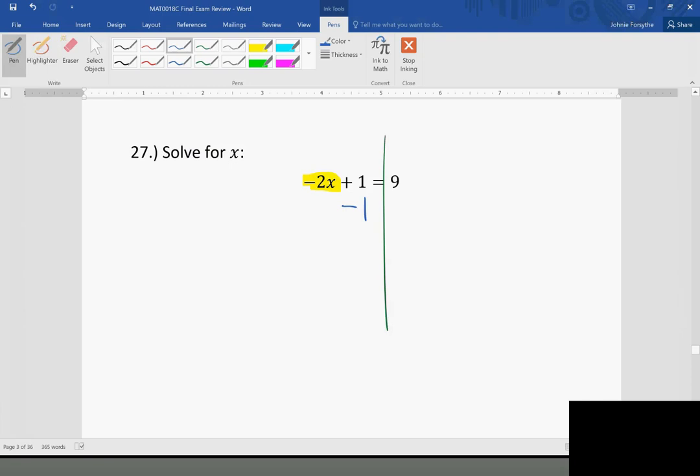But it's an equation. I have to keep my equation balanced. So if I subtract 1 from the left, I have to subtract 1 from the right.